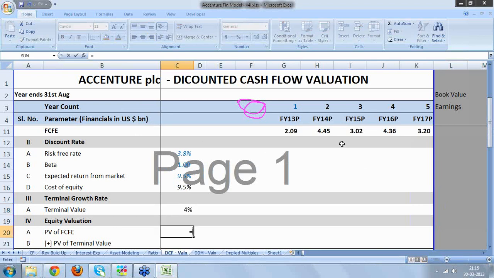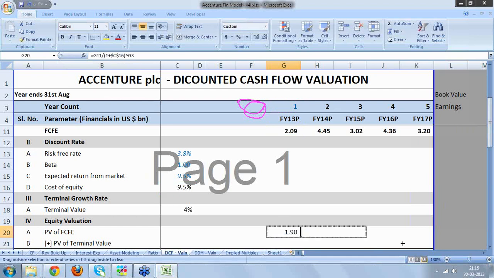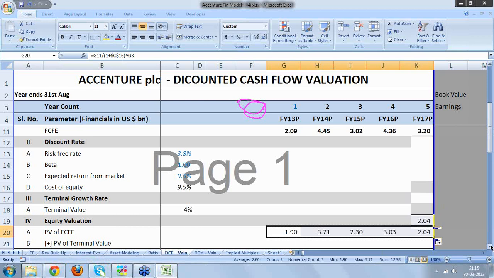So the present value for all the future cash flow FCFE is equal to this divided by (1 plus cost of equity) raised to the power year number. This is my year number here. I'm going to freeze the cost of equity to this place. So I'll end up getting the present value of all the future cash flows.